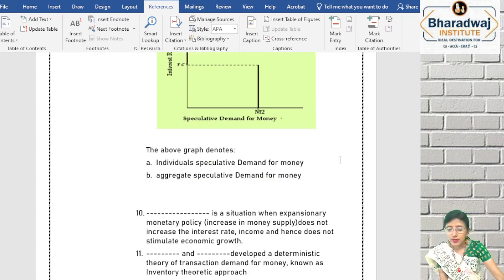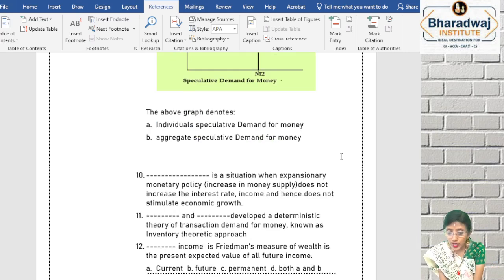Done. Dash is a situation when expansionary monetary policy does not increase the interest rate, income, and hence does not stimulate economic growth. Very important question for the exam. So only without options I gave you, so that in the class you will get it registered very well. Dash is a situation when expansionary monetary policy does not increase the interest rate, income, and hence does not stimulate economic growth.